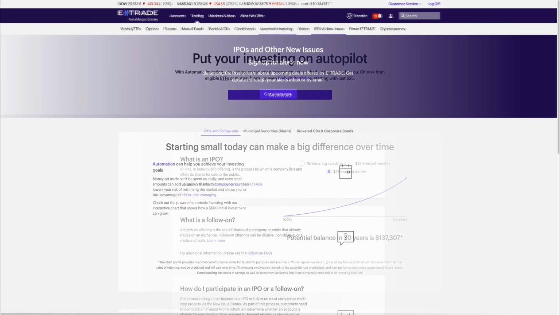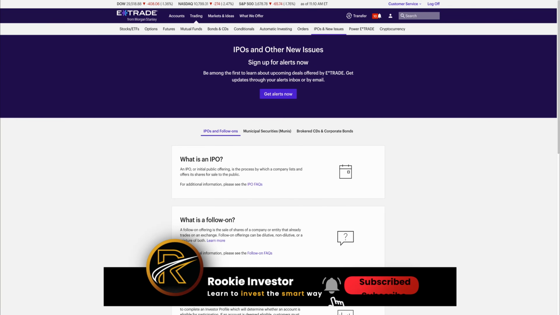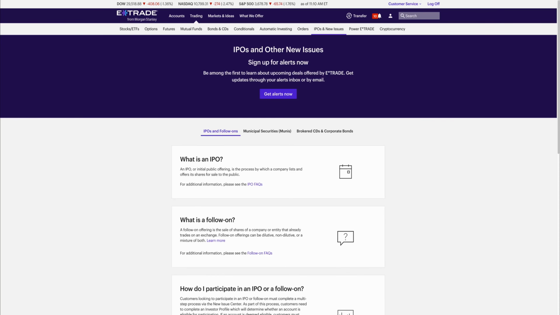The next option on the trading tab, we have IPOs and other new issues, which basically will inform you if there's a new IPO offered through eTrade or new bonds, CDs or ETFs enter the market. I always fancy IPOs, but as explained in a previous video, they're extremely high risk. That is why you need to perform due diligence prior to investing in them, and if you do invest in an IPO, usually you want to invest a small amount.